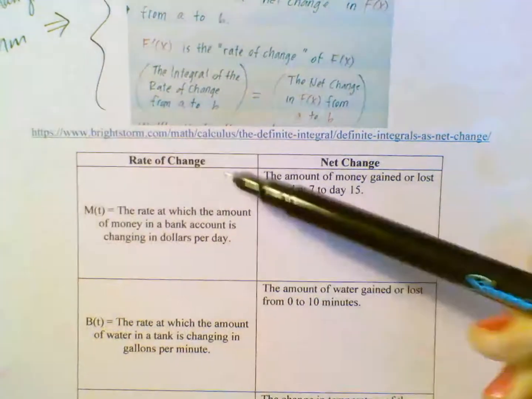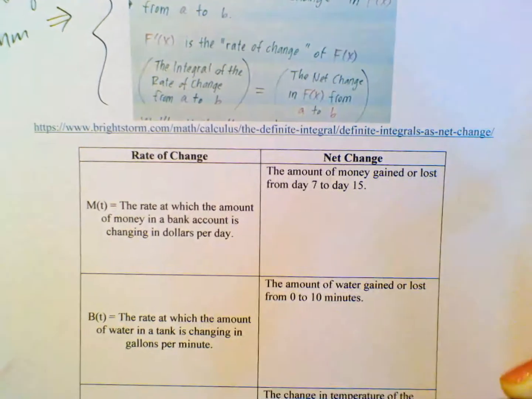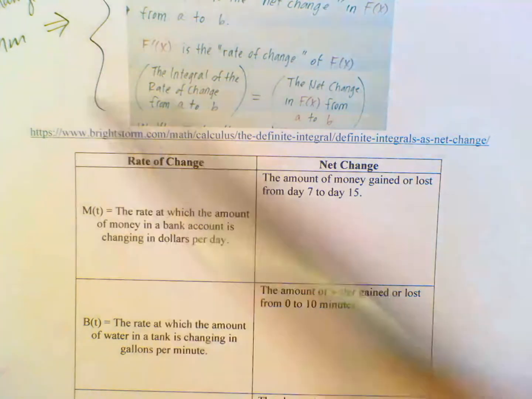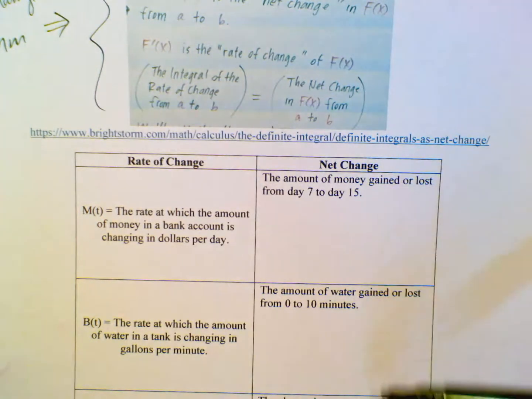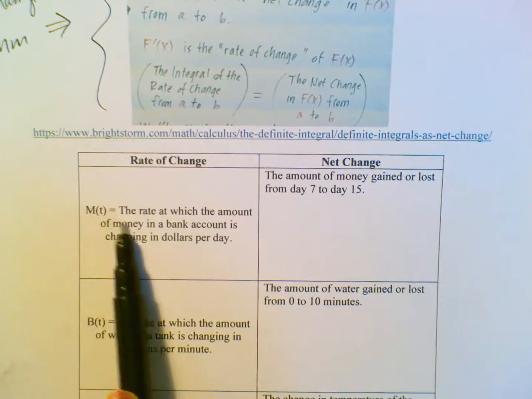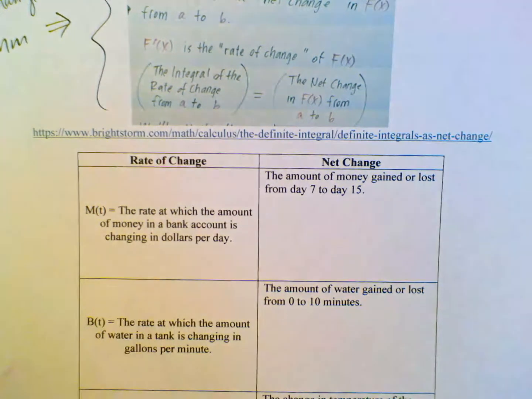All right, so here I'm giving some examples of rates of change. And over here, we're going to use the net change theorem to express the net change using an integral. So let's say that m of t is the rate at which the amount of money in a bank account is changing in dollars per day.